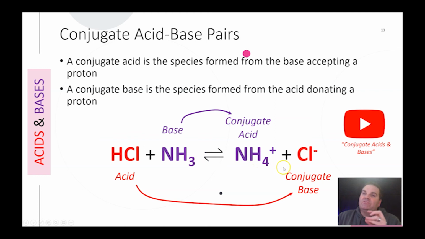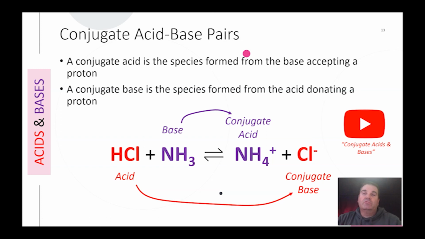Now, conjugate acids or bases are weaker than the original acid or base they started from. So this is not a good base. This is not a good acid. Okay. These are much stronger acids and bases. So this more readily donates a proton, this more readily accepts it. Okay, this does not readily accept it, this does not readily donate it. So that's what the whole conjugate acid-base pair is all about.